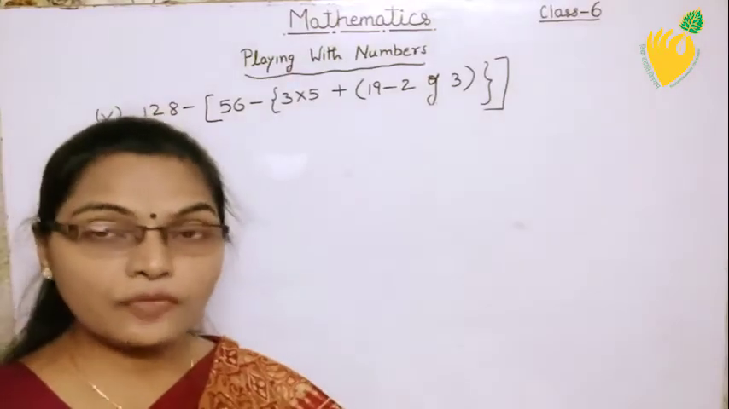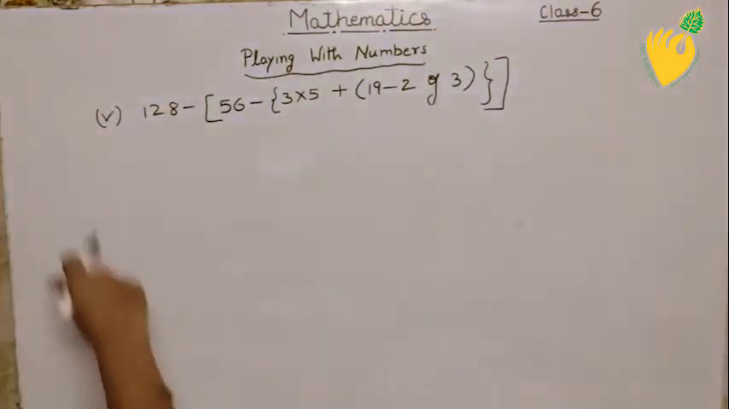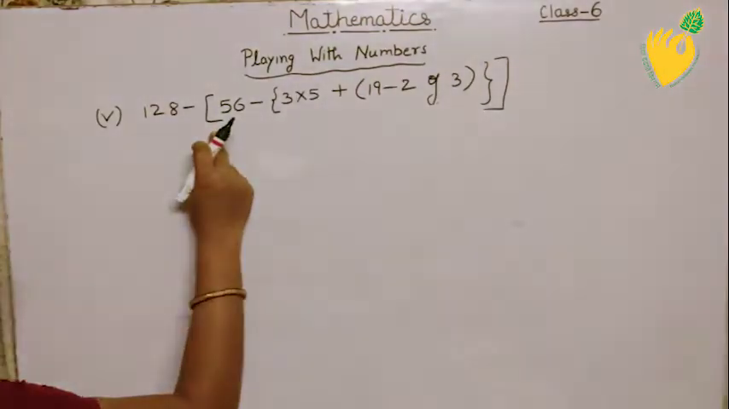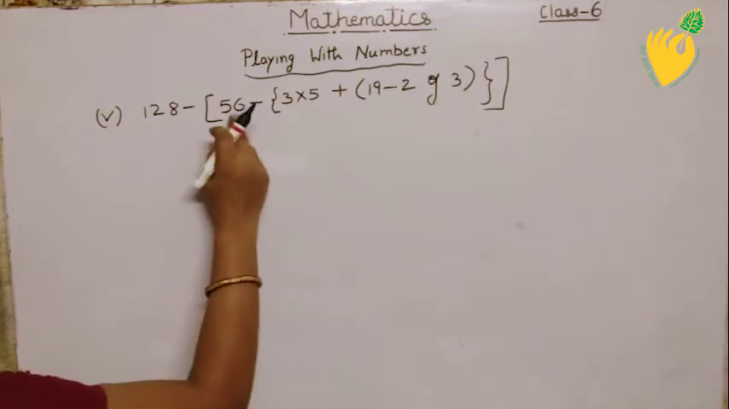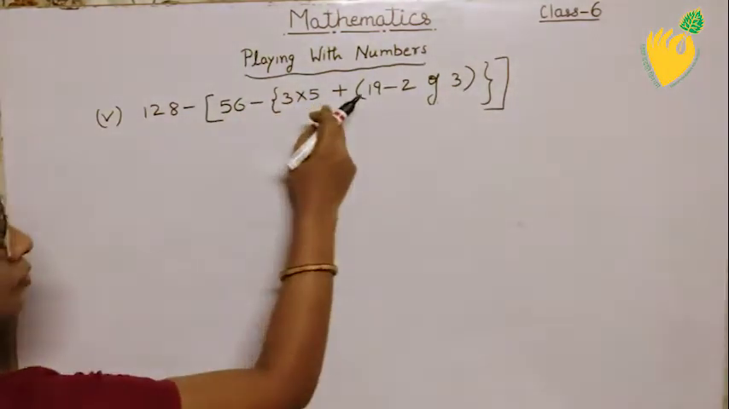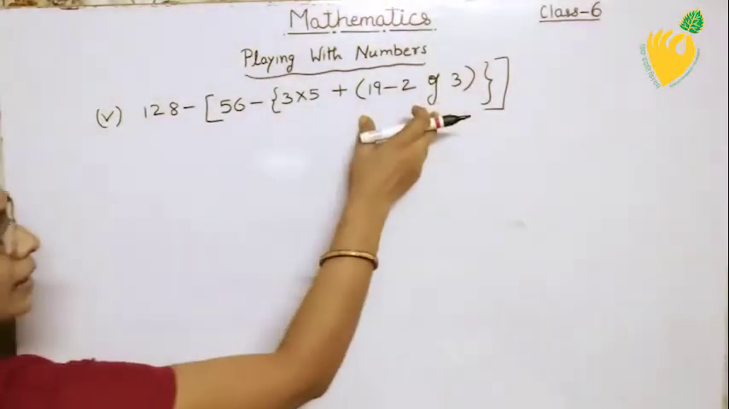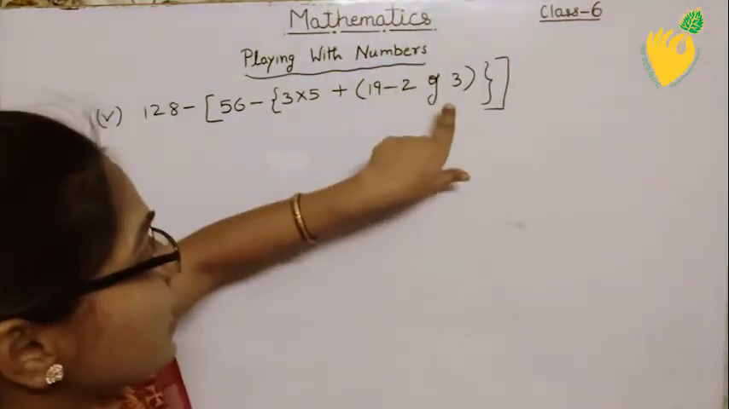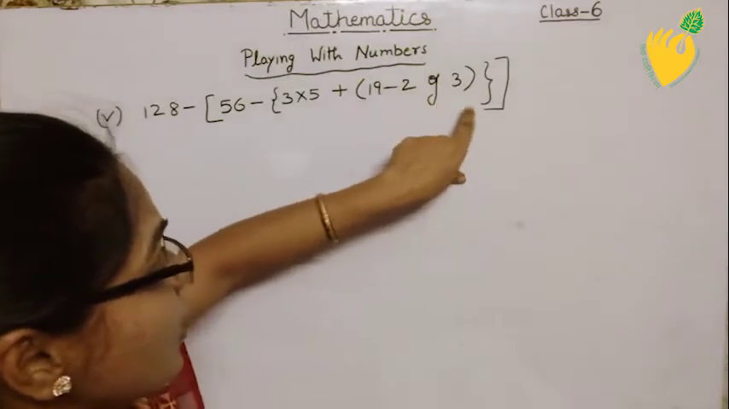Let's take one more question, students, that is question number 5. 128 minus a square bracket, that is the biggest bracket, 56 minus within the curly bracket 3 into 5 plus, and within the common bracket students, two operations are there. One is minus and the other is of.